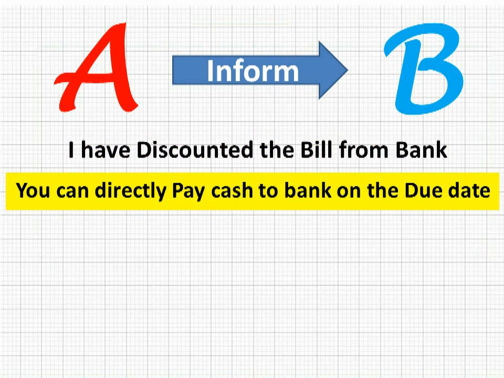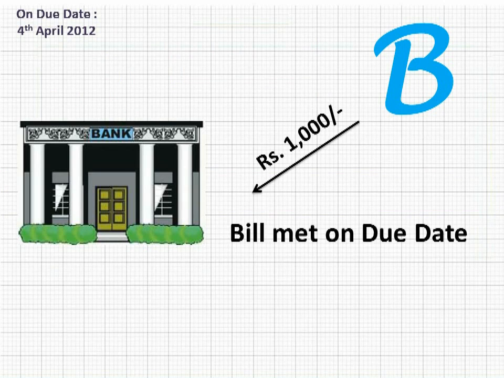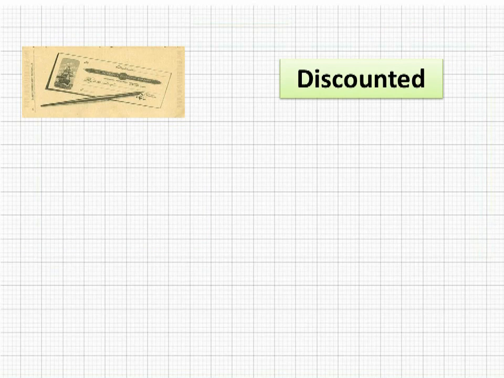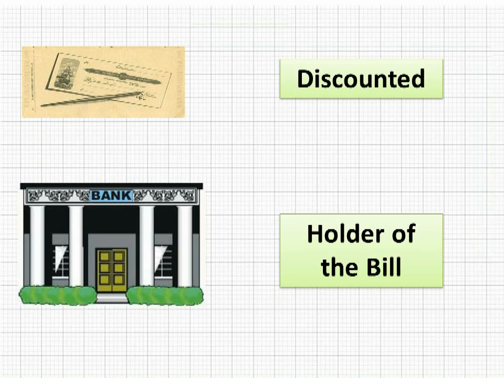So on the due date, what will happen? B will go to the bank and will pay ₹1,000 to the bank and will recover his bill. In this way, on due date, the bill has been met, or the bill has been paid, or the bill has been cleared, or the bill has been honored, whatever you say. So in this situation, the bill has been discounted with the bank. And on the due date, the holder of the bill was the bank, because who was holding the bill? The bank. So the bank was the holder of the bill.